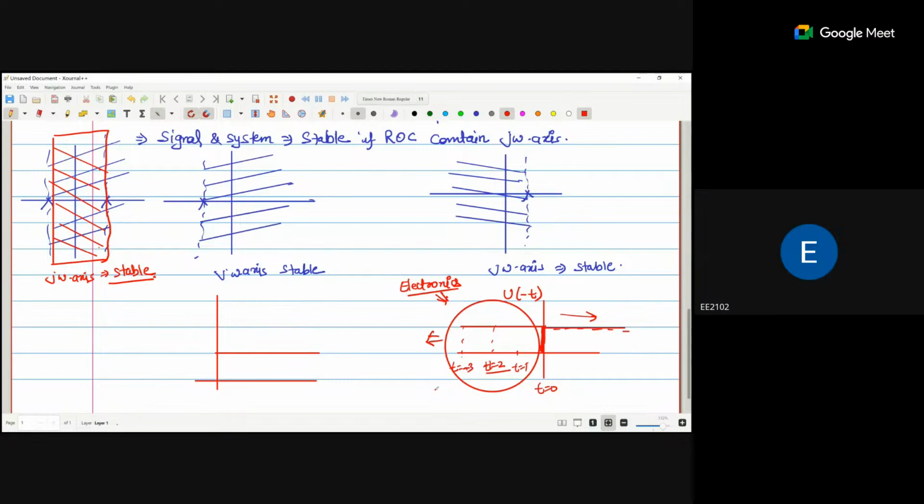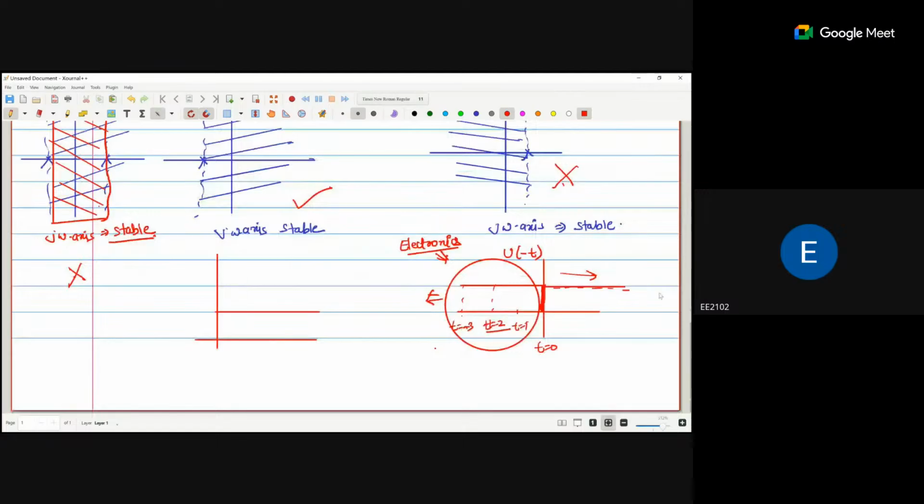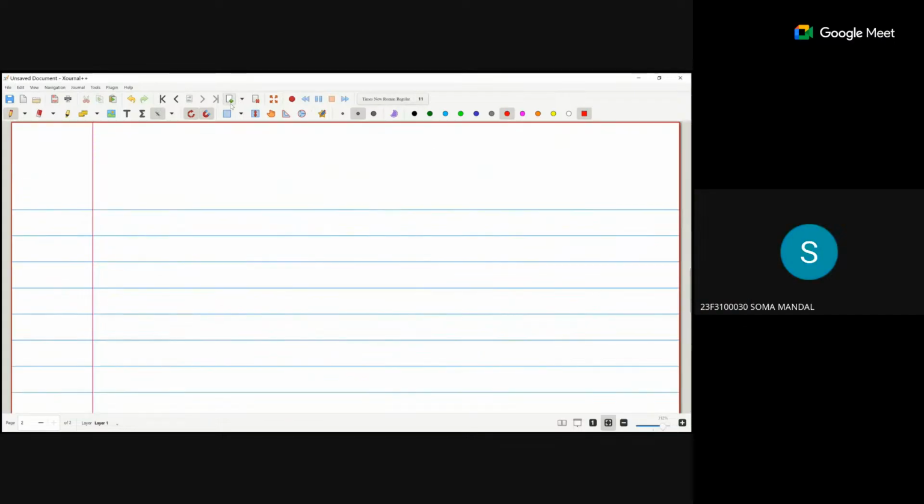Okay, and if that is not acceptable, that means this case is not possible and this case is not possible. Only one case is possible for the electronics. Clear? Yes, sir.